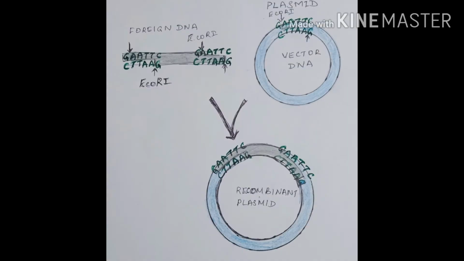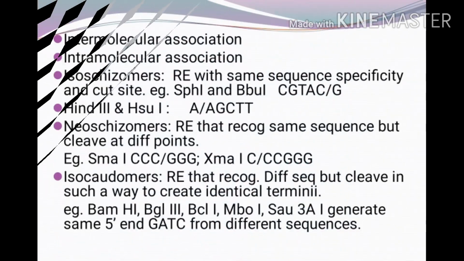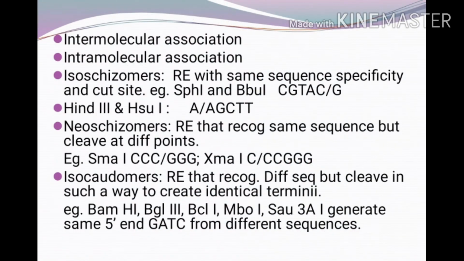The foreign DNA and the vector DNA are cut with the restriction endonuclease EcoRI and mixed to produce the recombinant plasmid. During the preparation of the recombinant DNA, there may be intermolecular association like plasmid dimer formation or intramolecular associations like circularization of the foreign DNA or the plasmid DNA. This could be overcome by altering the concentrations or using other enzymes.